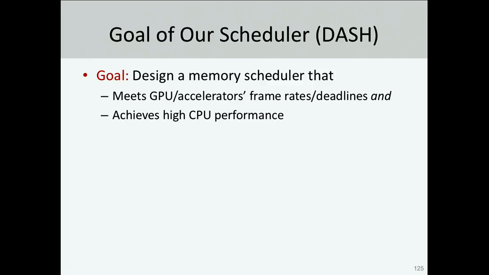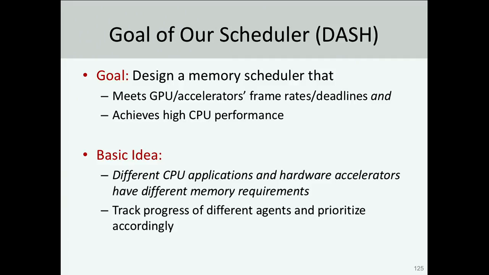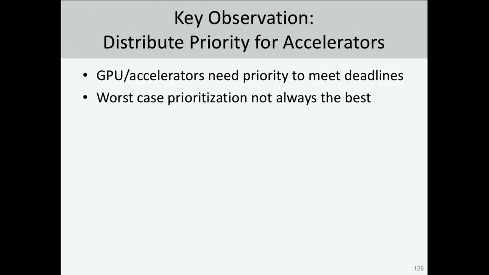Okay, so let's take a look at this again. The goal in a heterogeneous system is to design a memory scheduler that meets the GPUs and accelerators frame rates or deadlines while achieving high CPU performance. The basic idea is to cater to the different requirements. And there's really no other way, in my opinion, to do this. If you come up with another way, just let me know. Different applications and different accelerators have different requirements. You need to track progress of different agents and prioritize accordingly.